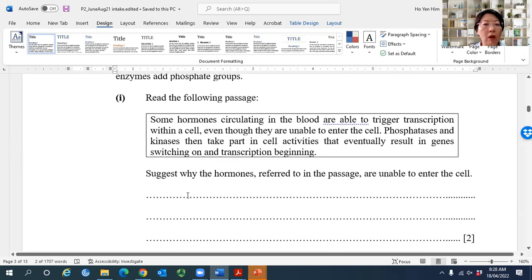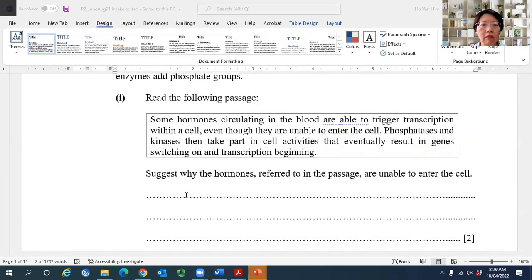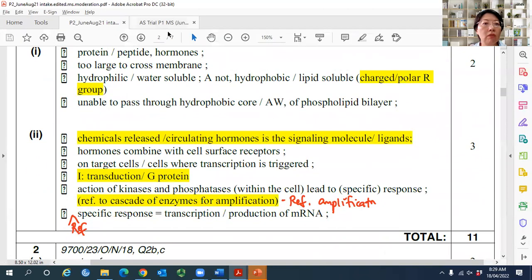So step number one, of course, you must mention that the hormone is being secreted. Okay, so chemical, which is the hormone. Okay, so if you mentioned that hormone is a signaling molecule, is a first messenger, is a ligand, I'll give you 1 mark.